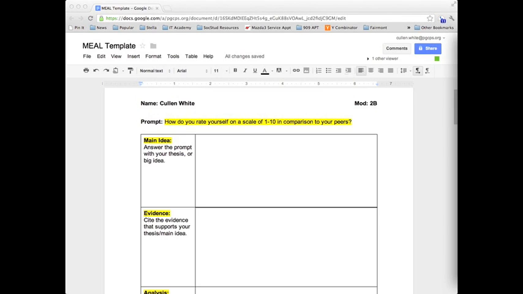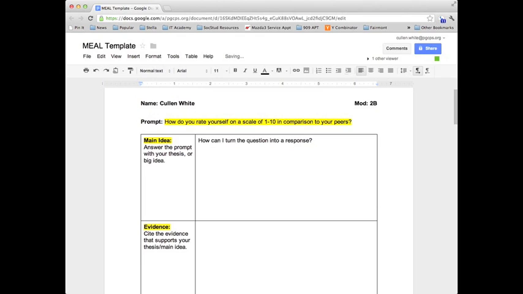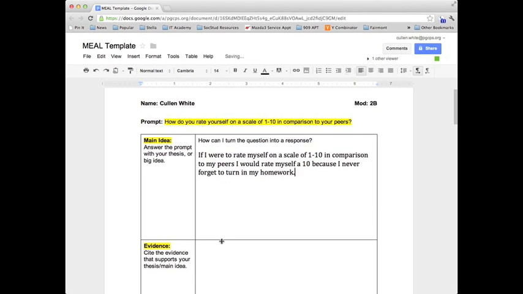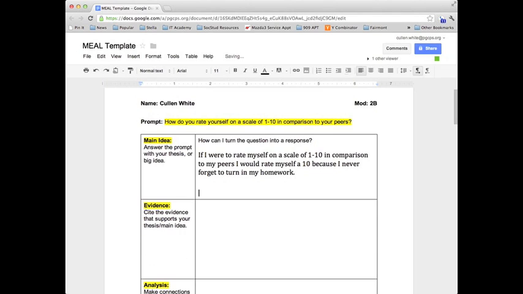Again, we'll start up here with our main idea. And we want to respond directly to the prompt in front of us. What we have is, how do you rate yourself on a scale of 1 to 10 in comparison to your peers? Generally, the best way to respond to that prompt is to simply rephrase the question in front of us. Or, how can I turn the question into a response?